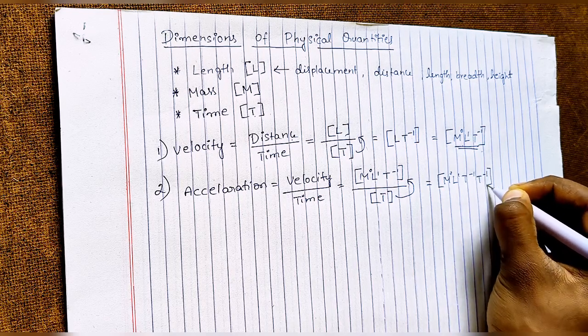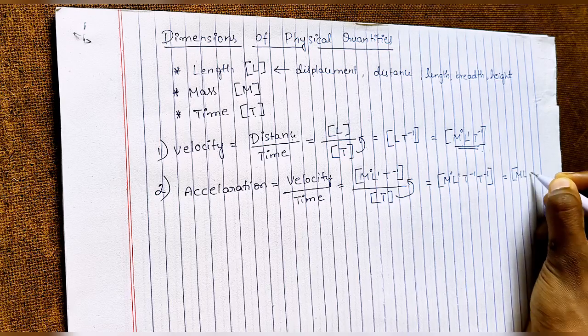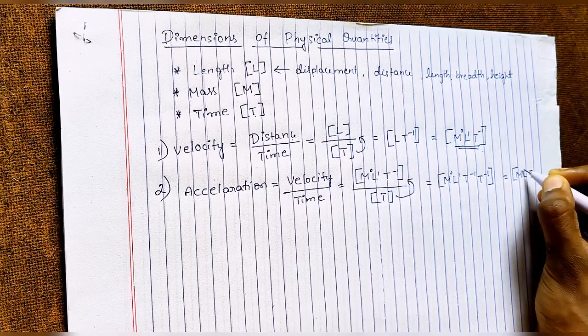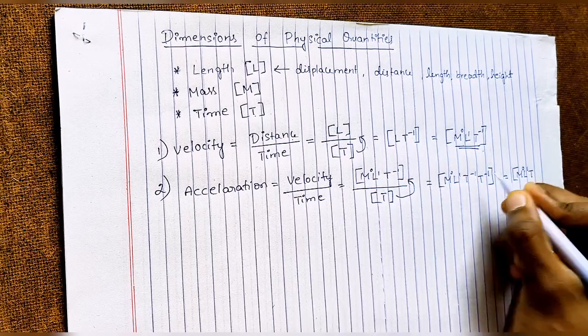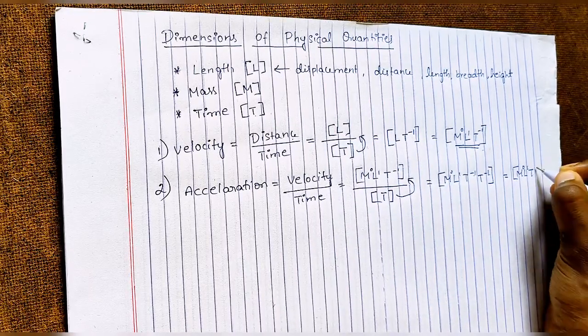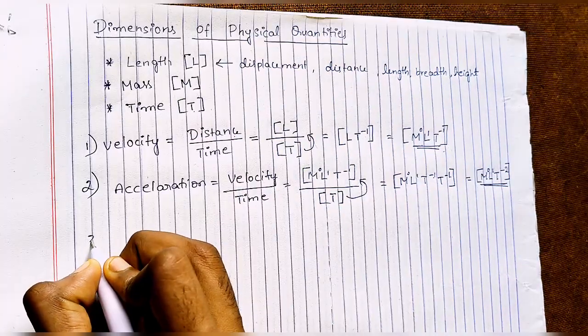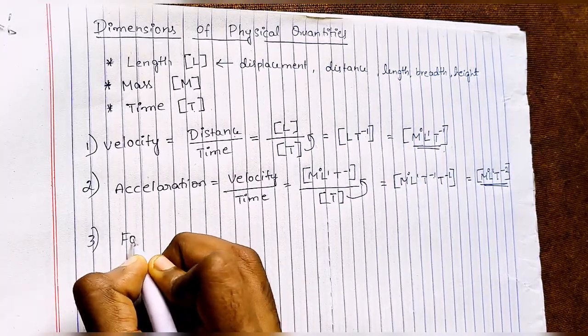Now finally writing it in MLT form, so we get m to the power 0, L to the power 1 and t to the power we have t to the power minus 1, again minus 1. We know that minus 1 minus 1 is minus 2. So we got the dimensional formula as m0 L1 t to the power minus 2.